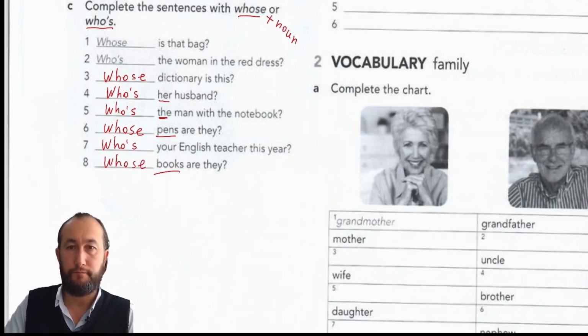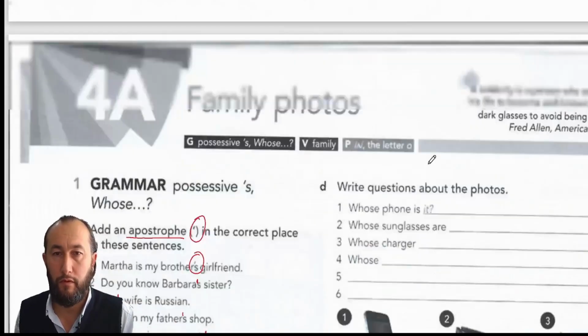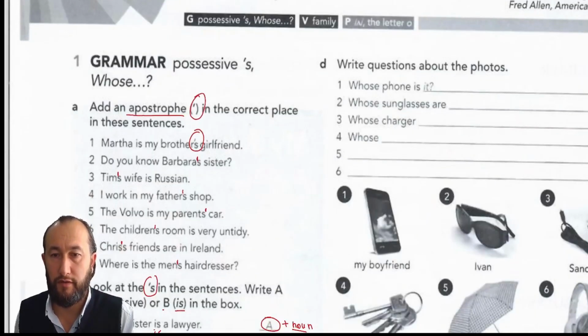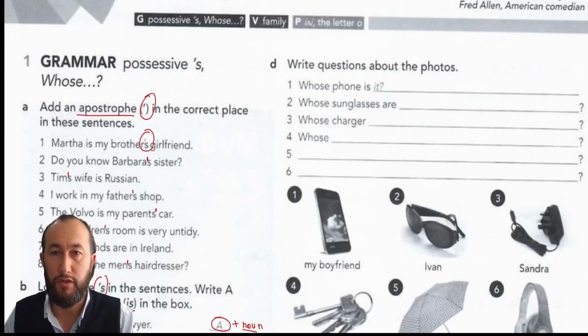That's it. And we're moving to exercise D. There you go, exercise D. Write questions about the photos. So we've got photos.